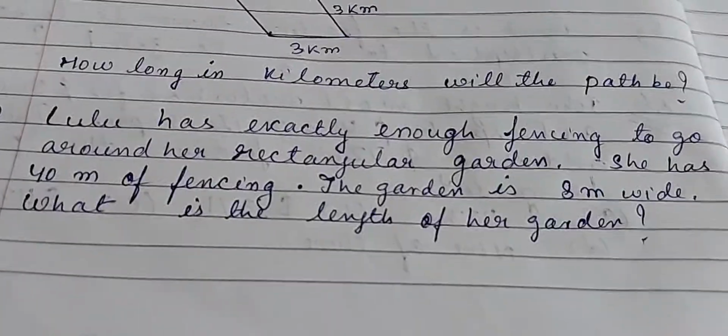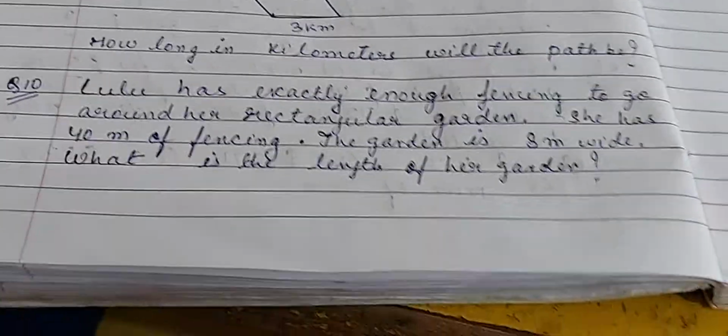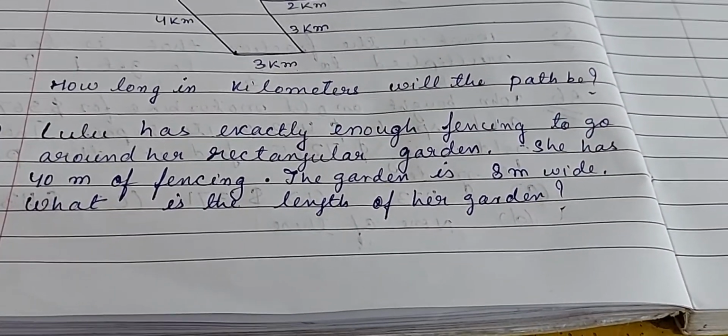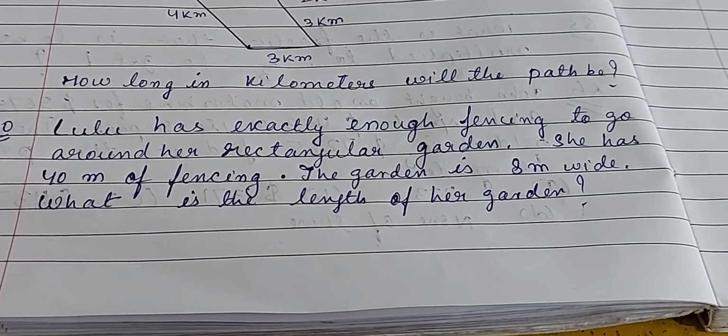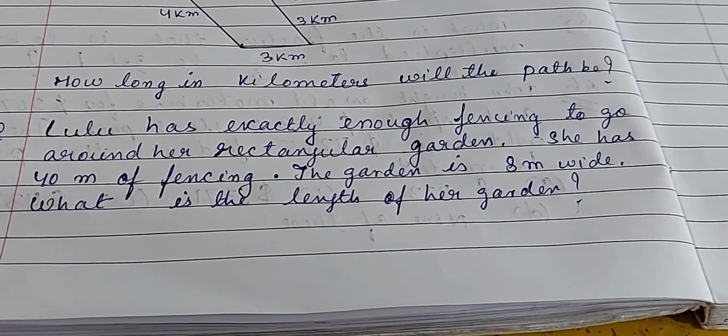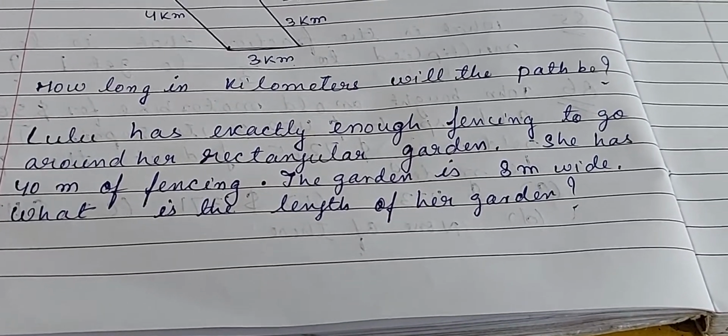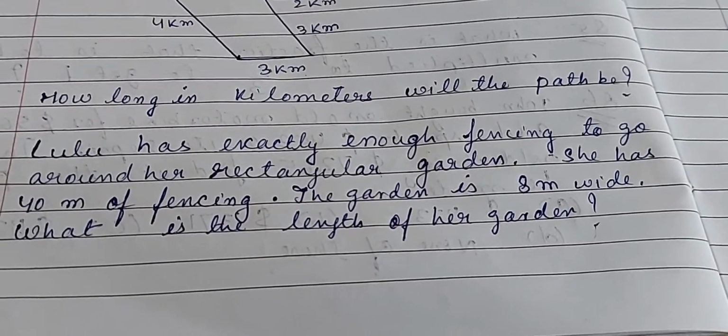Let us move to question number 10. This is our last question. Lulu has exactly enough fencing to go around the rectangular garden. She has 40 meters of fencing. The garden is 8 meters wide. What is the length of her garden?